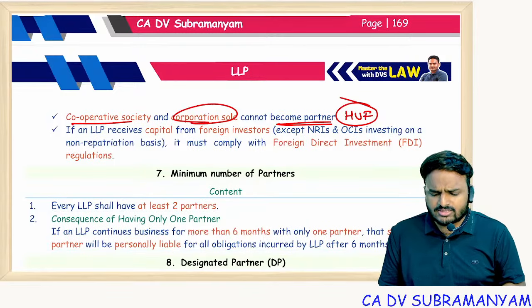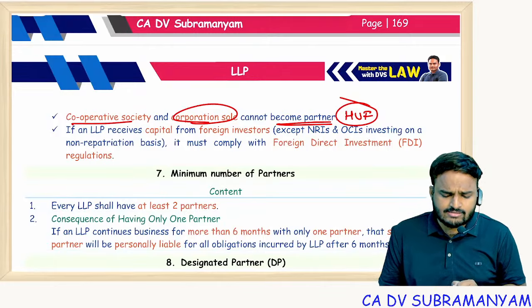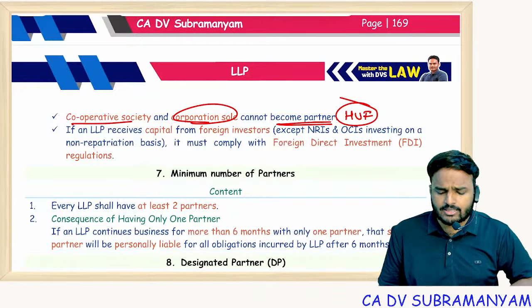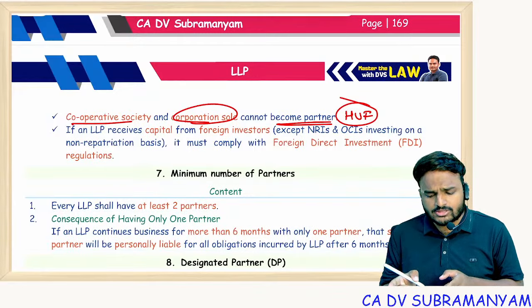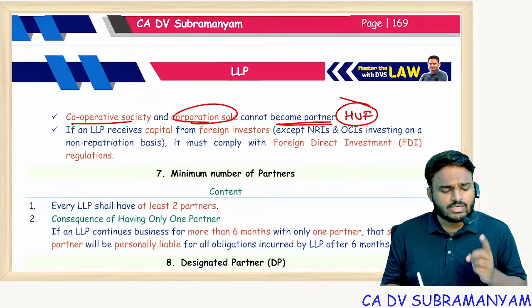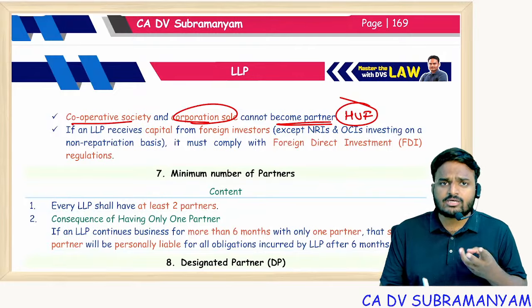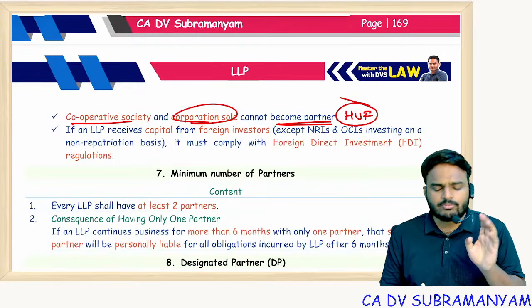Last attempt, I think a question came on disqualifications of the partner. So cooperative society, corporation sole, HUF cannot become a partner. Unsound mind, adjudicated to be an insolvent, undischarged insolvent cannot become a partner.